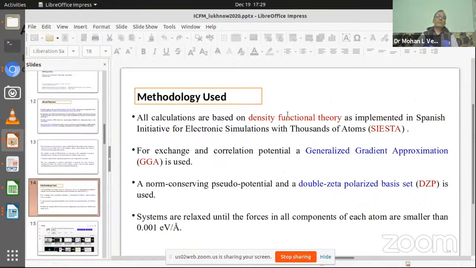As for the methodology, all calculations in our laboratory use density functional theory, DFT, which is implemented in SISTA, and we use SISTA as a tool for our study. The generalized gradient approximation, GGA, is used as the exchange correlation functional, with a norm-conserving pseudopotential taken from the SISTA site. The system is relaxed until the force on each component of each atom is smaller than 0.001 electron volt per angstrom.